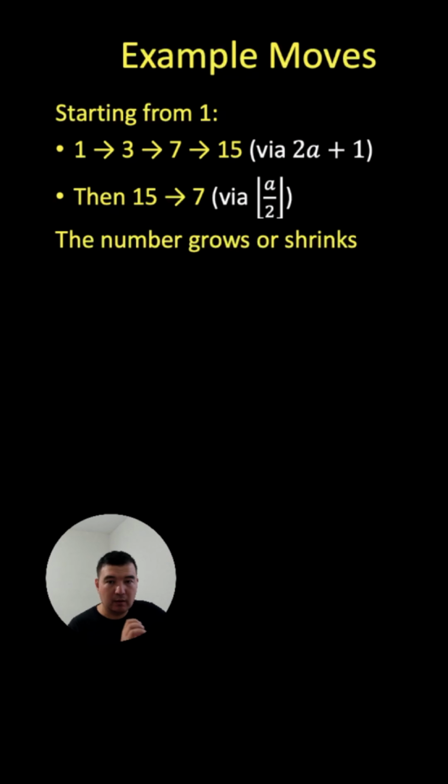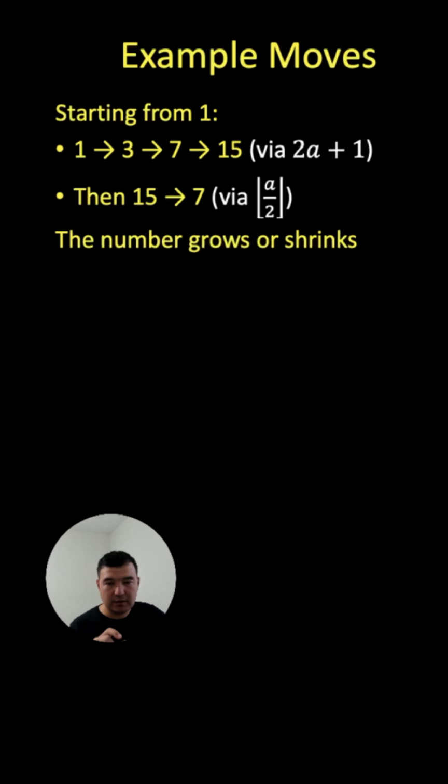So for example, if you start with 1, you can multiply 1 by 2 and get 2 times 1 plus 1 is 3. And then if you do it again, 3 times 2 plus 1 is 7, then 15. If you decide to divide it by 2, 15 over 2 is back to 7 again. So the number can grow by twice plus 1, and you can divide it if you are overshooting. Is it possible to reach 2025?